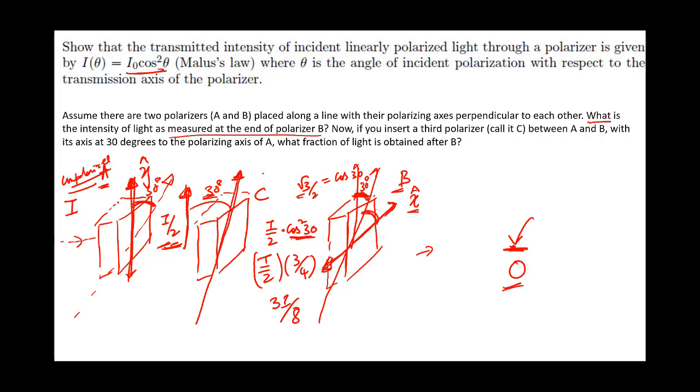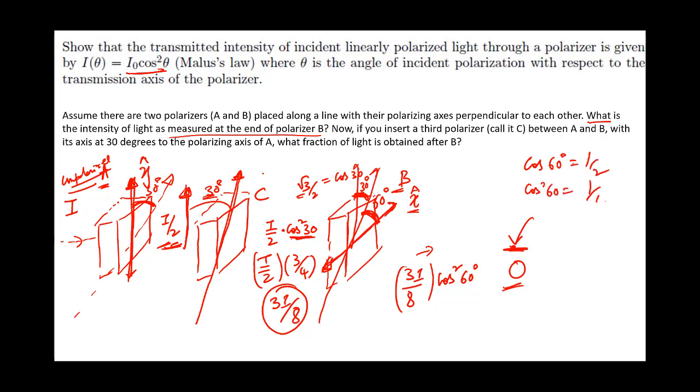That means it is 60 degrees to the x-axis. So whatever is the intensity of light here, that multiplied by cosine square 60. And cosine 60 is simply half. So cosine square 60 is 1/4. Or I can write this as 3I/8 times 1/4, right? So then I would have 3I/32.